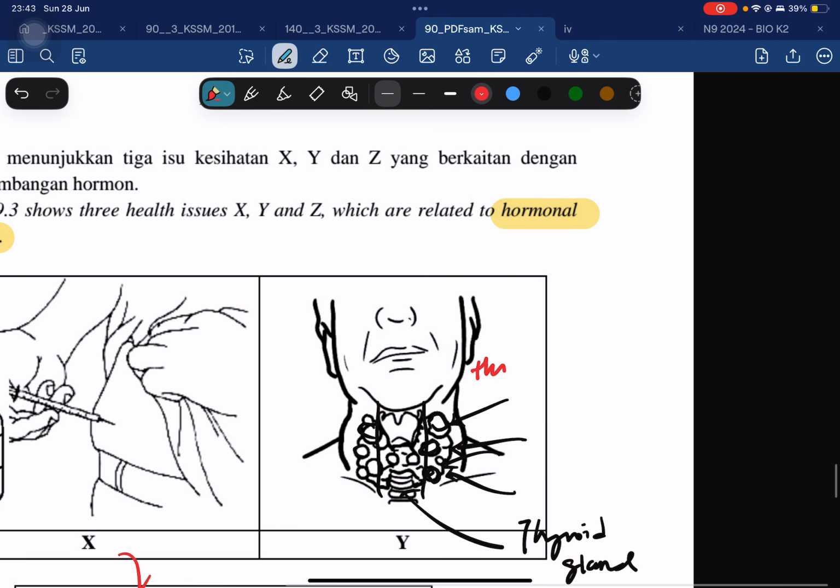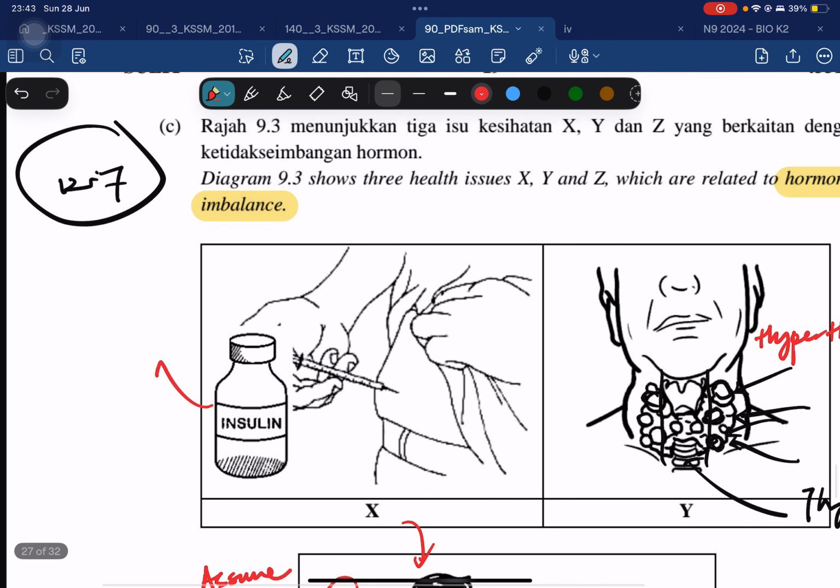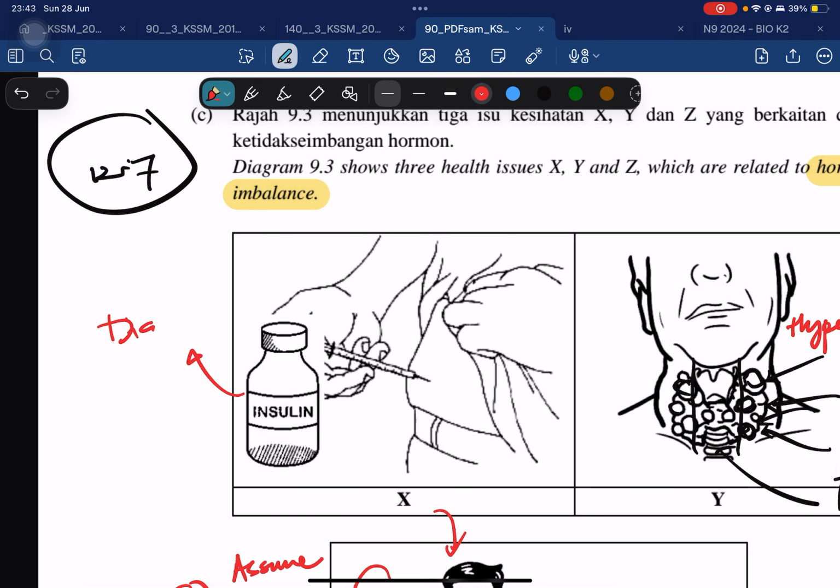So this one is hyperthyroidism, and this one is related to insulin, is it? So I already mentioned if it's related to insulin, we only have one case, which is diabetes mellitus.